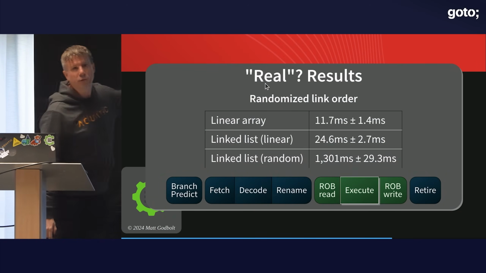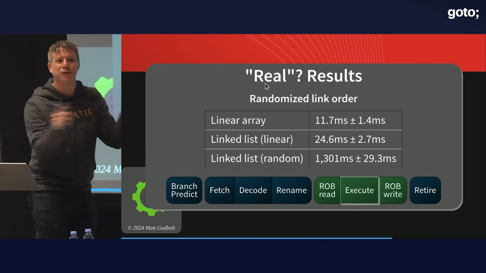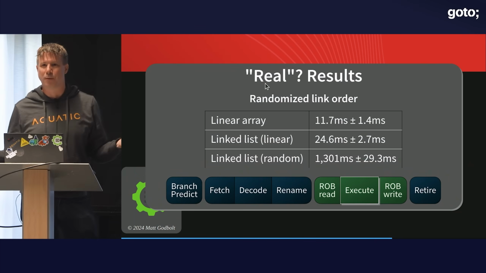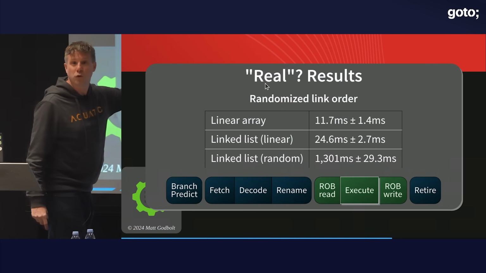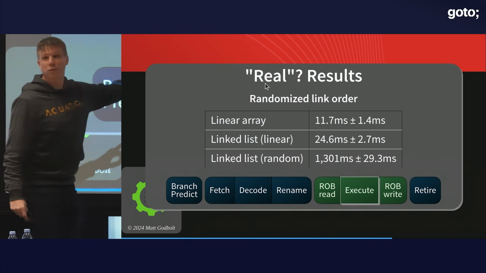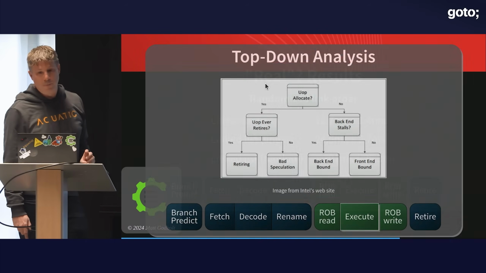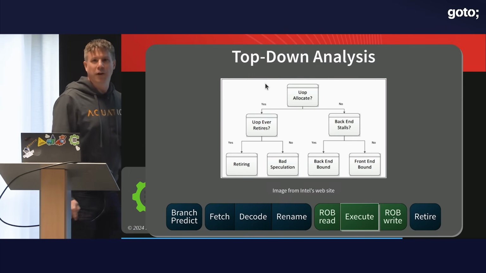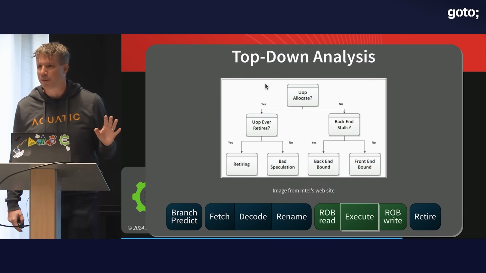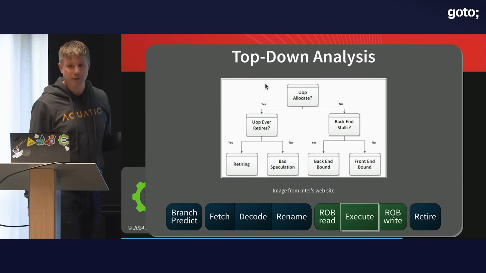So this is what real results look like if I actually randomize the pointers and make it jump all over the shop inside memory. Now we're exposed to the true cost of that memory. So now it takes us 1.3 seconds to get through our data. And again, I want to prove to you that that isn't just because I made a programming mistake. This is because of the memory system.